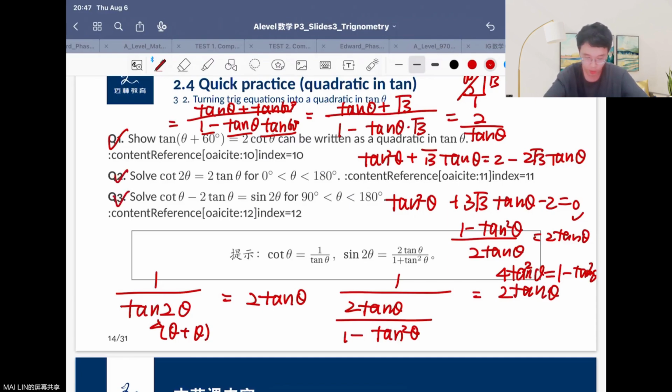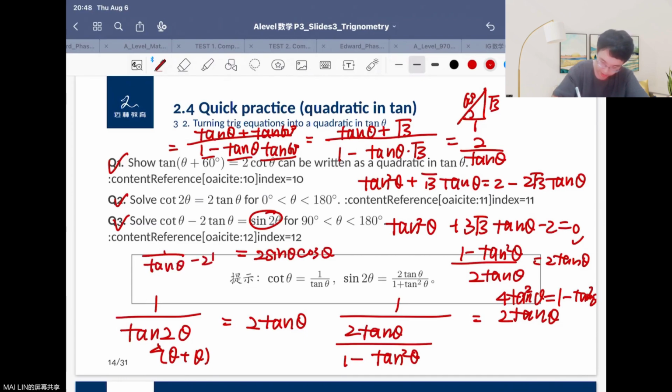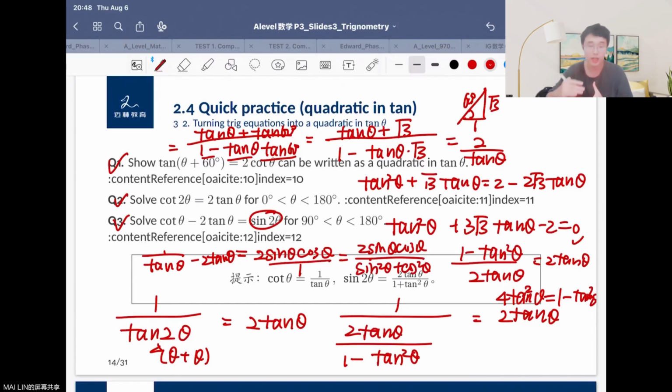And for question 3, like solving cosine theta minus 2 tan theta equals sine 2 theta. For this kind of problem, you can first simplify a little bit. Sine 2 theta can be considered as 2 sine theta cosine theta, and here is 1 over tan theta, and here is minus 2 tan theta. If you're really familiar with these problems, you can write sine 2 theta as 2 sine theta cosine theta over sine theta squared plus cosine theta squared, and then divide numerator and denominator by cosine theta squared. So that is 2 tan theta over 1 plus tan theta squared.